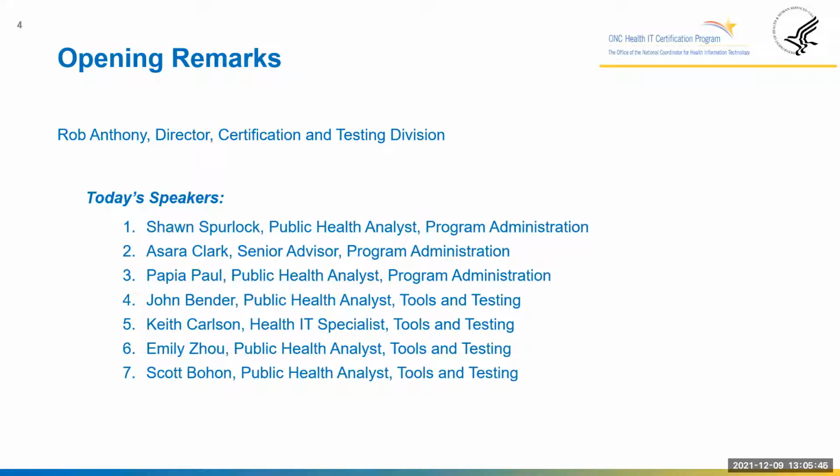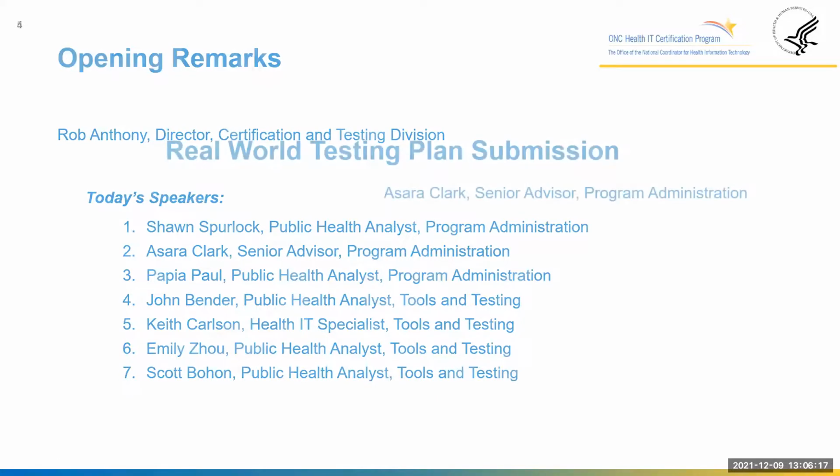Johnny Bender, Keith Carlson, Emily Hugh, Scott Bowen, they work partially as what we call our G team, which is our team of tools and testing subject matter experts that work on the G criteria like API. But you will notice that they work on a number of different criteria. Emily is our B3 e-prescribing guru here. So they may introduce themselves as they go through, but I did want to take a moment to thank all of them for talking with us today. And I will go to the next slide and turn over to whoever is next.